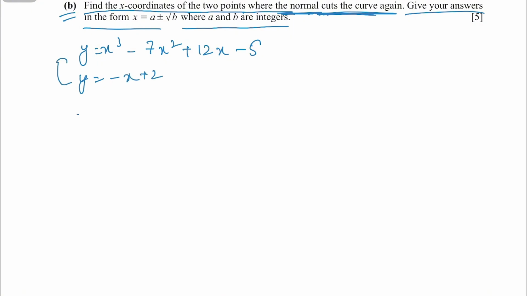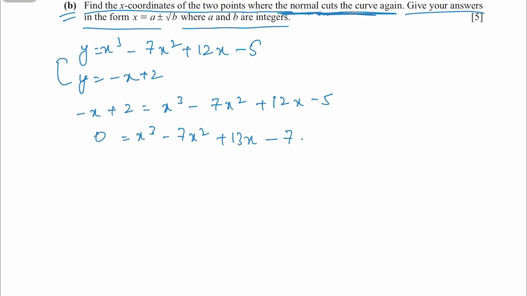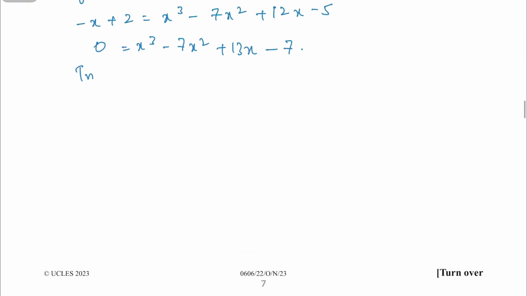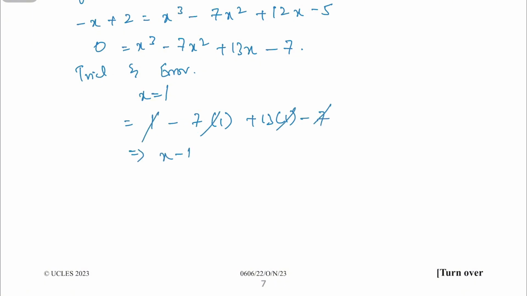So this would be negative x plus 2 equals x cubed minus 7x squared plus 12x minus 5. So this would be x cubed minus 7x squared plus 13x minus 7. Now here we need to do some trial and error to calculate the first root. Our first root would look like x equals 1. If we plug in x equals 1, we get 0, which means x minus 1 is a factor.